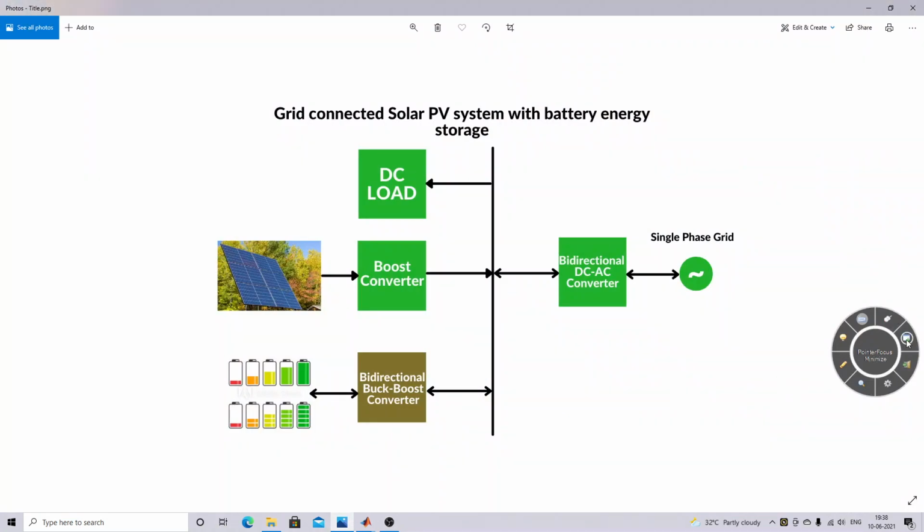Today we are going to see about grid connected solar PV system with the battery energy storage. So this is one single line diagram of grid connected solar PV system with the battery energy storage.